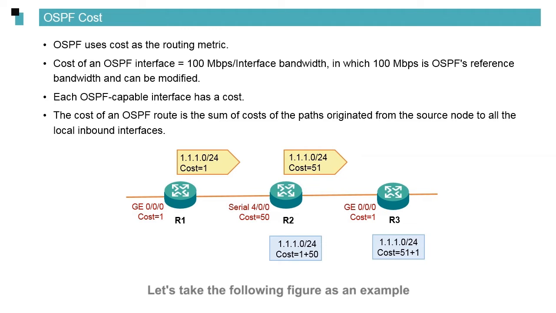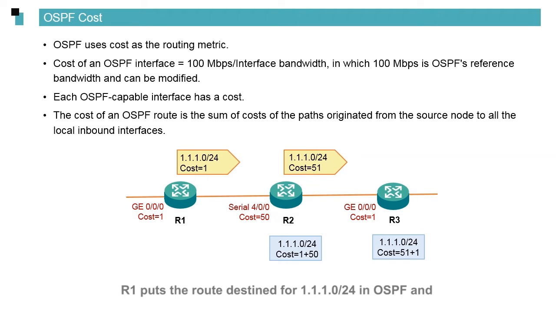Let's take the following figure as an example. The cost of R1's left interface, GE0/0/0, is 1. The cost of R2's left interface, serial 4/0/0, is 50. And the cost of R3's left interface, GE0/0/0, is 1.